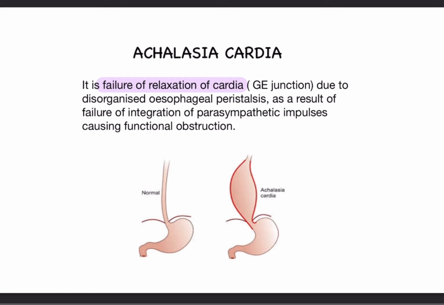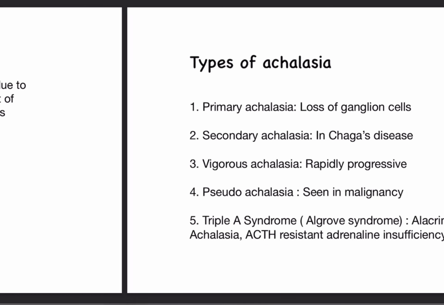Achalasia cardia is defined as the failure of relaxation of the cardia, that is the GE junction, which is due to disorganized esophageal peristalsis as a result of failure of integration of parasympathetic impulses, causing a functional obstruction. As we can see here in the diagram, there is failure of relaxation of the LES, due to which there is dilatation of the proximal part of the esophagus and collection of food in this part.